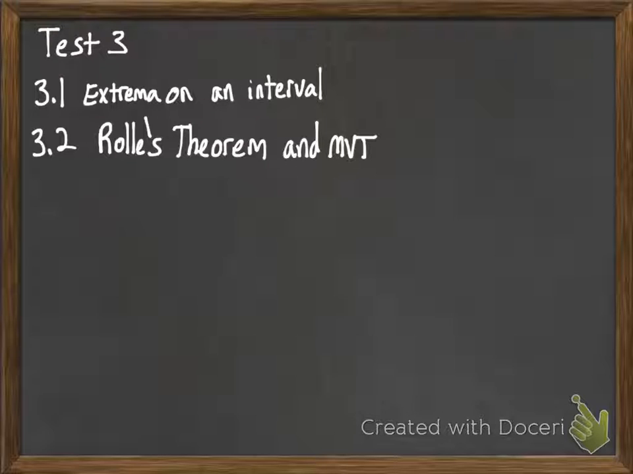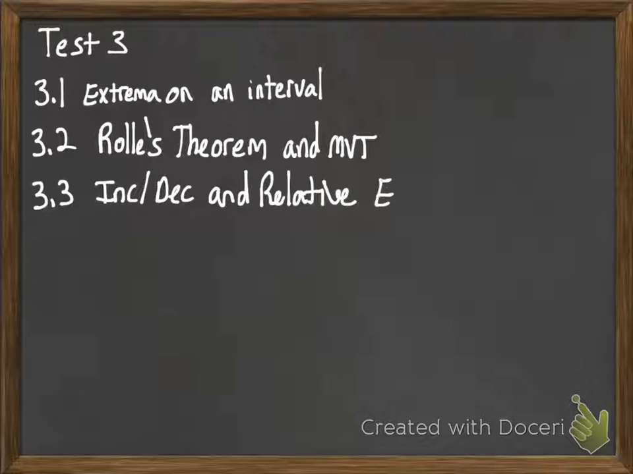Rolle's theorem guarantees that we'll have some point in the interval where the derivative is 0. The mean value theorem guarantees that you'll have some point in the interval where the slope of the tangent line, the derivative, is the same as the slope of the secant line, f of b minus f of a all over b minus a. We then moved on to talking about increasing and decreasing.